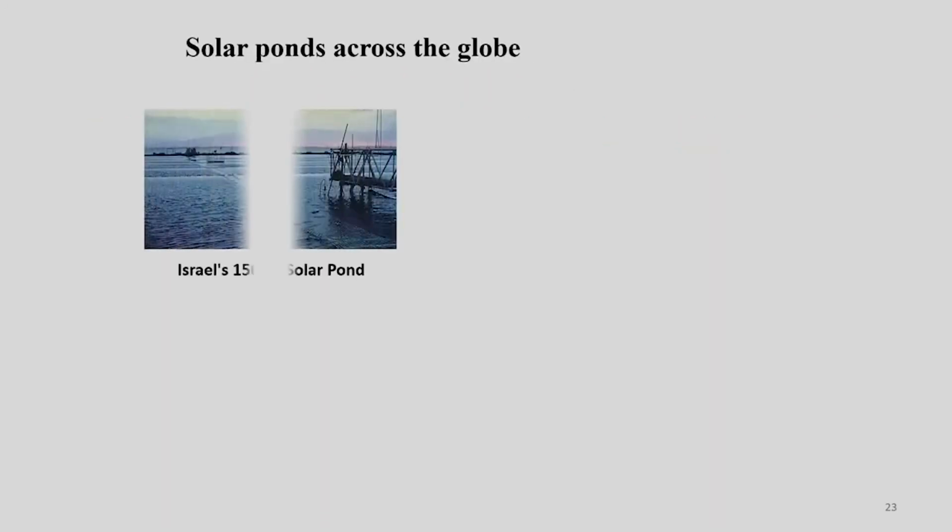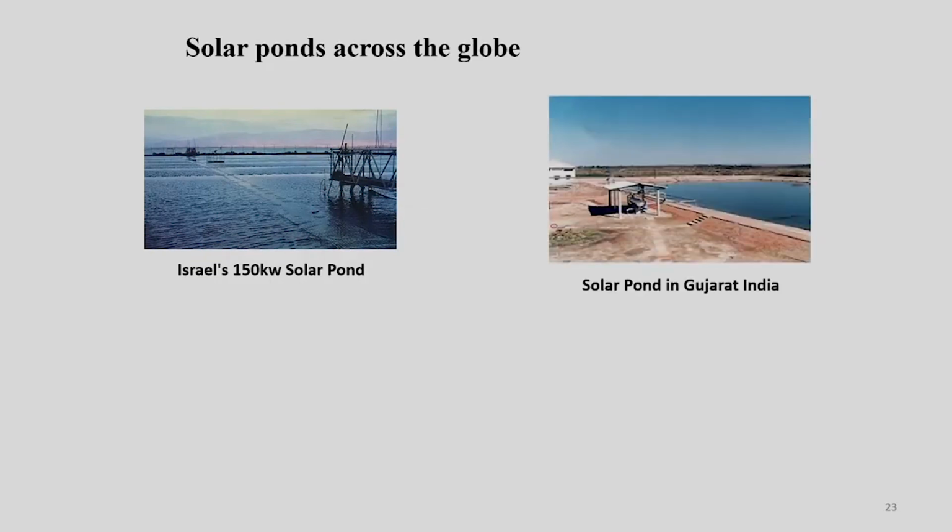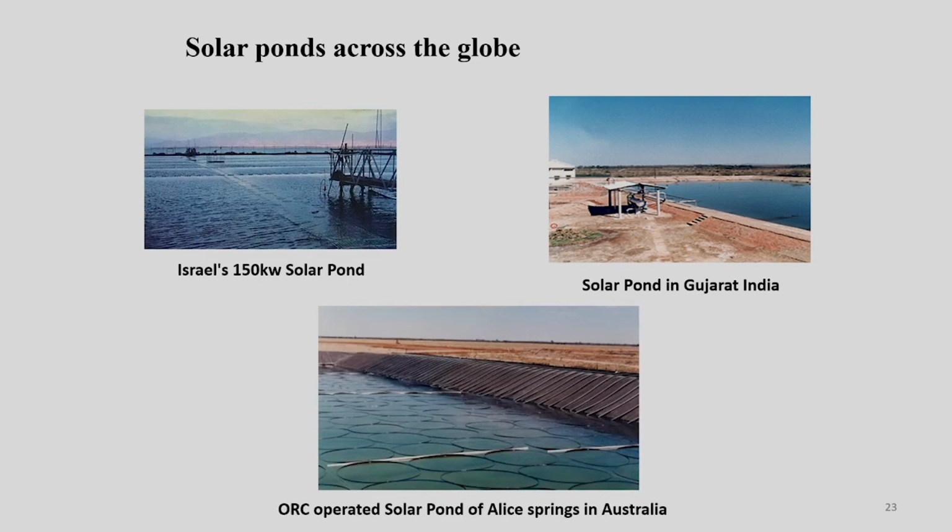So, solar ponds across the globe: these are some of the installations. The solar pond installed in Israel has a capacity of 150 kilowatt, as shown here, the second figure is for a solar pond in Gujarat in India, and the third photograph is for an ORC operated solar pond at Alice Springs in Australia.